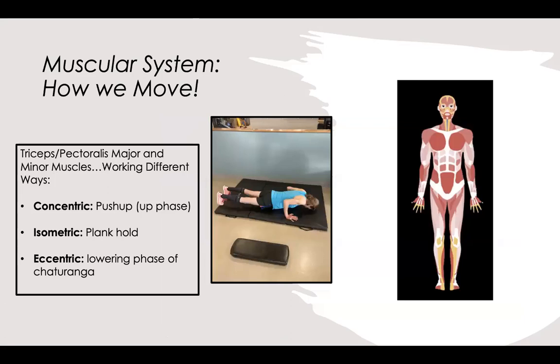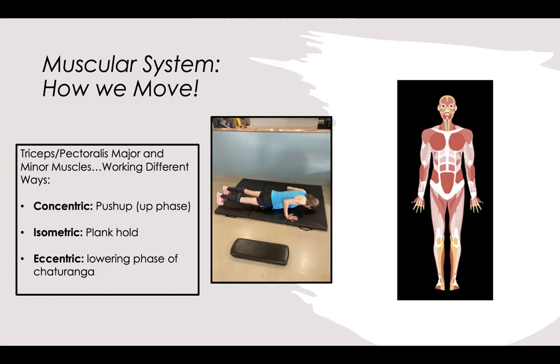Okay, so an upper body example of these different types of contractions could be manifested in this push-up position or chaturanga. So we can think about the triceps and the pectoralis major muscle groups as performing a pushing motion or shoulder flexion, shoulder horizontal adduction. So the concentric muscle contraction, those muscles shortening, would be pushing up out of a push-up for the triceps and the pectoralis major. An isometric, where the muscles are not changing in length, would be just holding a plank position.